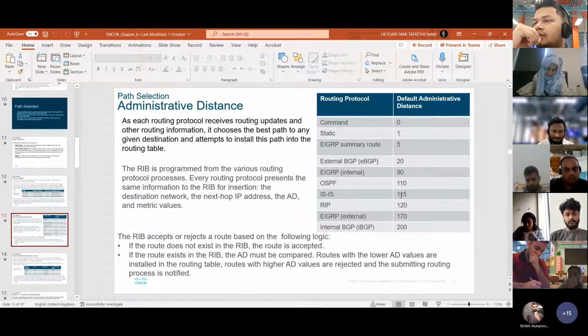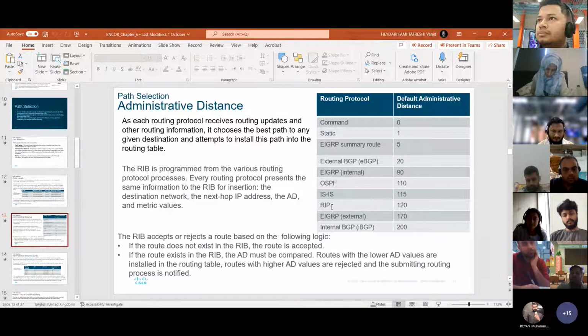Therefore, if I ask you in your exam, for instance, that I know about this subnet through EIGRP as well as RIP, which path should I select? The one that I have learned through EIGRP, or the one that we have learned through RIP? EIGRP, yes. EIGRP should be preferred.